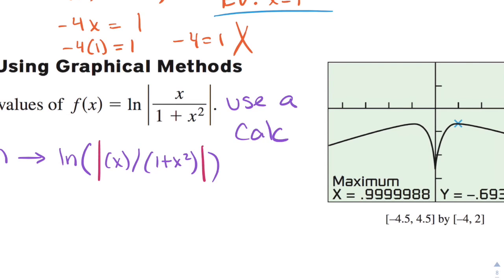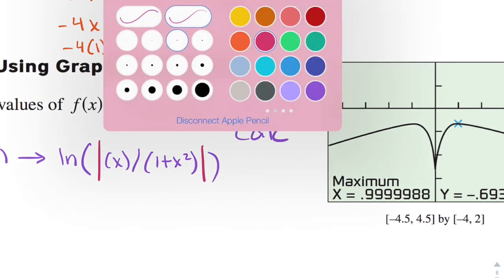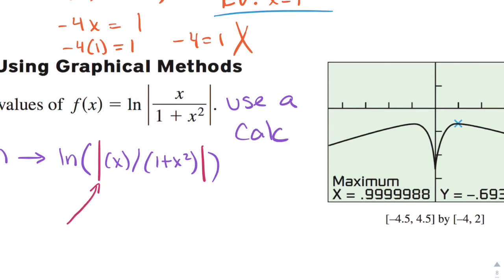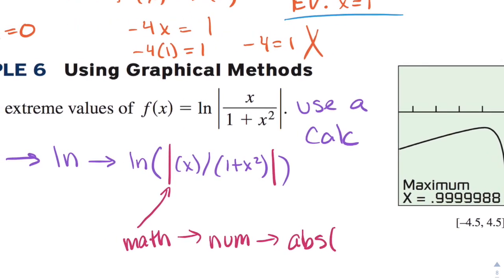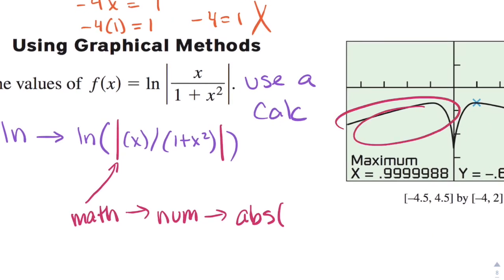ln, math. So here, to get these, you have to go to math, number, abs for absolute. That's how you get those. I'm going to put them in. So parenthesis x, close, divided by parenthesis 1 plus x squared, close, graph. And yes, now I see both results. I see both this side, the left, and the right side.